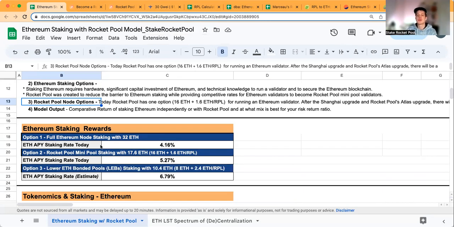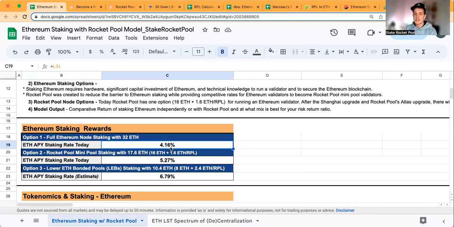So jumping into it, the main output of this model is to see how much you can earn via staking a node with Rocket Pool today. It's easy to highlight summary statistics here, and these statistics are estimates. And I was actually told that the Ethereum staking rate is higher depending on how you're staking.